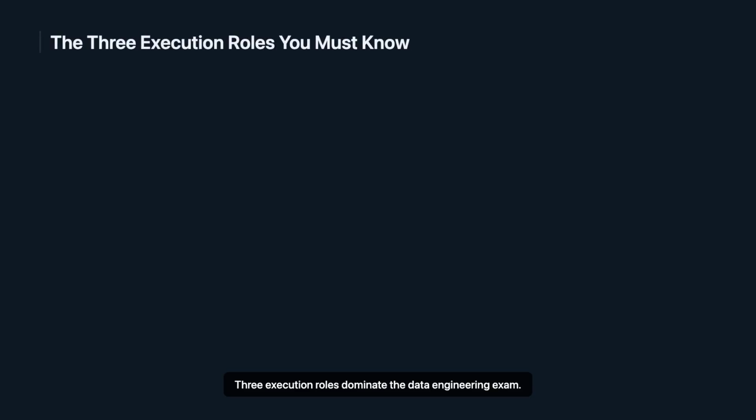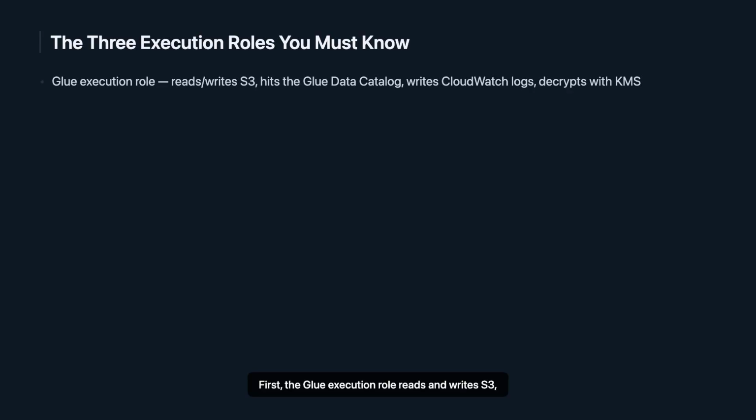3 execution roles dominate the data engineering exam. First, the Glue execution role reads and writes S3, talks to the Glue Data Catalog, writes to CloudWatch logs, and decrypts with KMS when your data is encrypted.